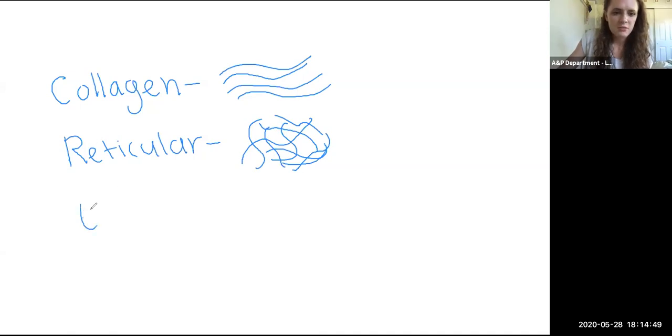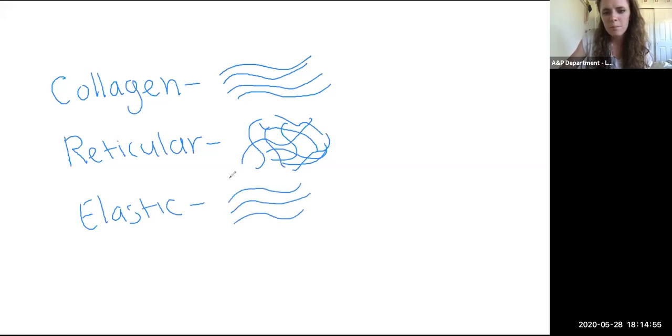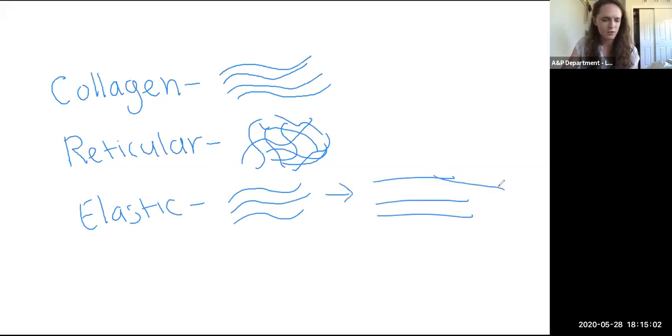Elastic, like it sounds, is elastic. They look like collagen, but you can stretch them. So this can be stretched out to longer. I don't know how to draw that. Elastic tissue is just like a rubber band. You can stretch it and it will bounce back to its shape.